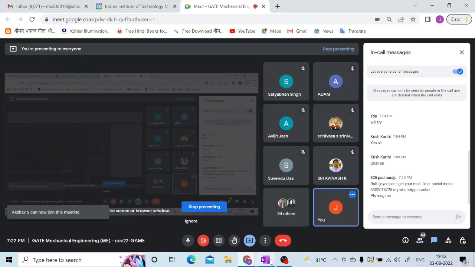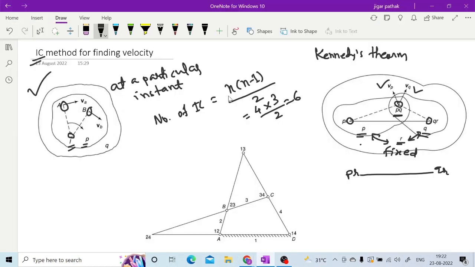Yes, sir, the formula for the number of instantaneous centers is nC2, right? Yes, or you can say n into n minus 1 by 2, the same. So here 4 into 3 by 2 is 6 only. If you take the mechanism shown in the figure, with links 1, 2, 3 and 4, there are 4 links, so you will have a total of 6 instantaneous centers.